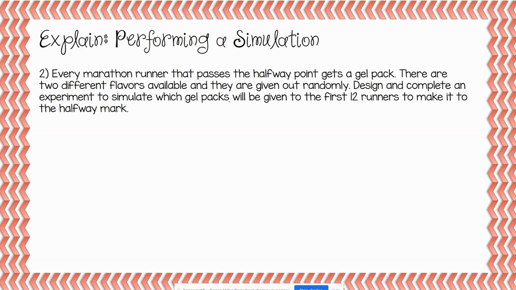Since we're looking at which gel packs are going to be given to the first 12 runners, the best way to do this is to flip a coin 12 times and record my results. And for each one of these, heads would be assigned one of the gel packs and tails would be assigned the other gel pack. We would keep a tab of what we landed on each time, and we would use that as our experimental probability. Now let's look at the other ones.